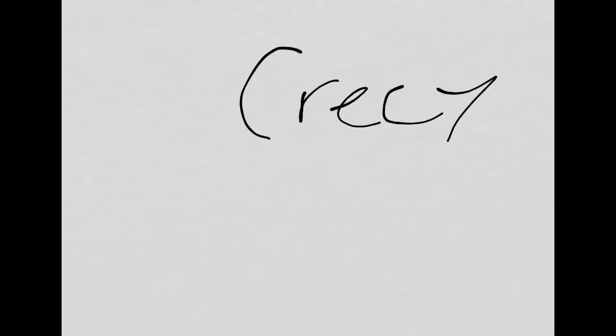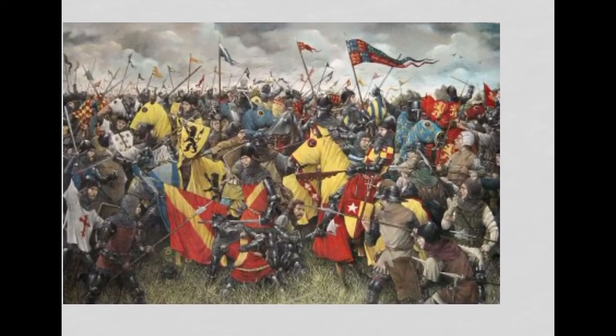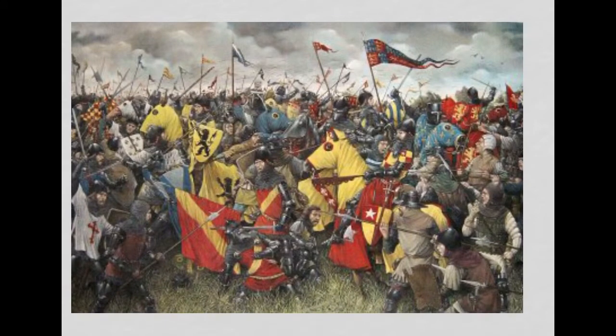The first land battle of the 100 Years' War was the Battle of Crécy, which was in 1337. Here is a picture of what the battle may have looked like. Let me go ahead and expand it to make it easier to view. As you can see, the English flag in the top right corner, right over here. And you can also see a few other house flags.